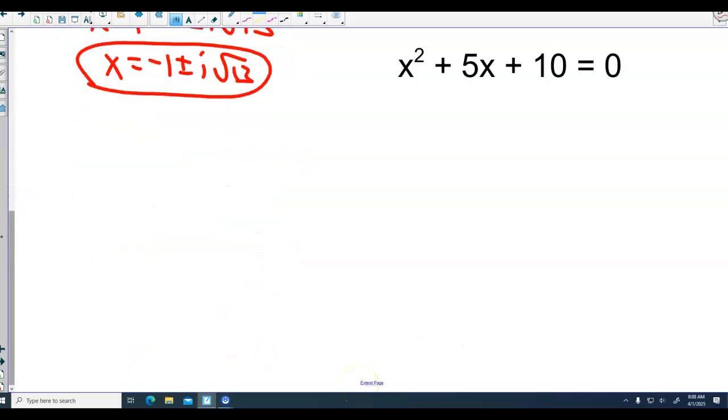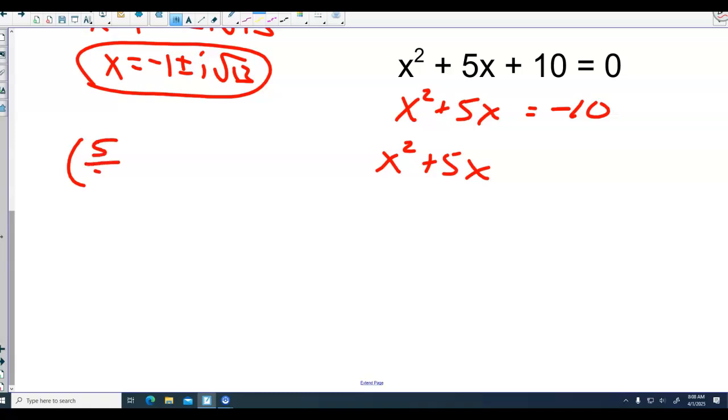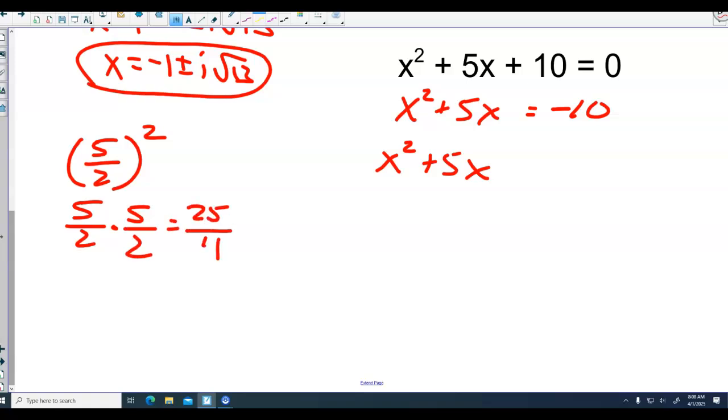In this particular problem, the coefficient in front of x squared is 1, so we're good. What makes this a challenging problem after we move the 10 over is half of 5 is going to be 5 halves. When you square 5 halves, that's 5 over 2 times 5 over 2. That's 25 over 4. That's what we're adding to both sides of the problem.